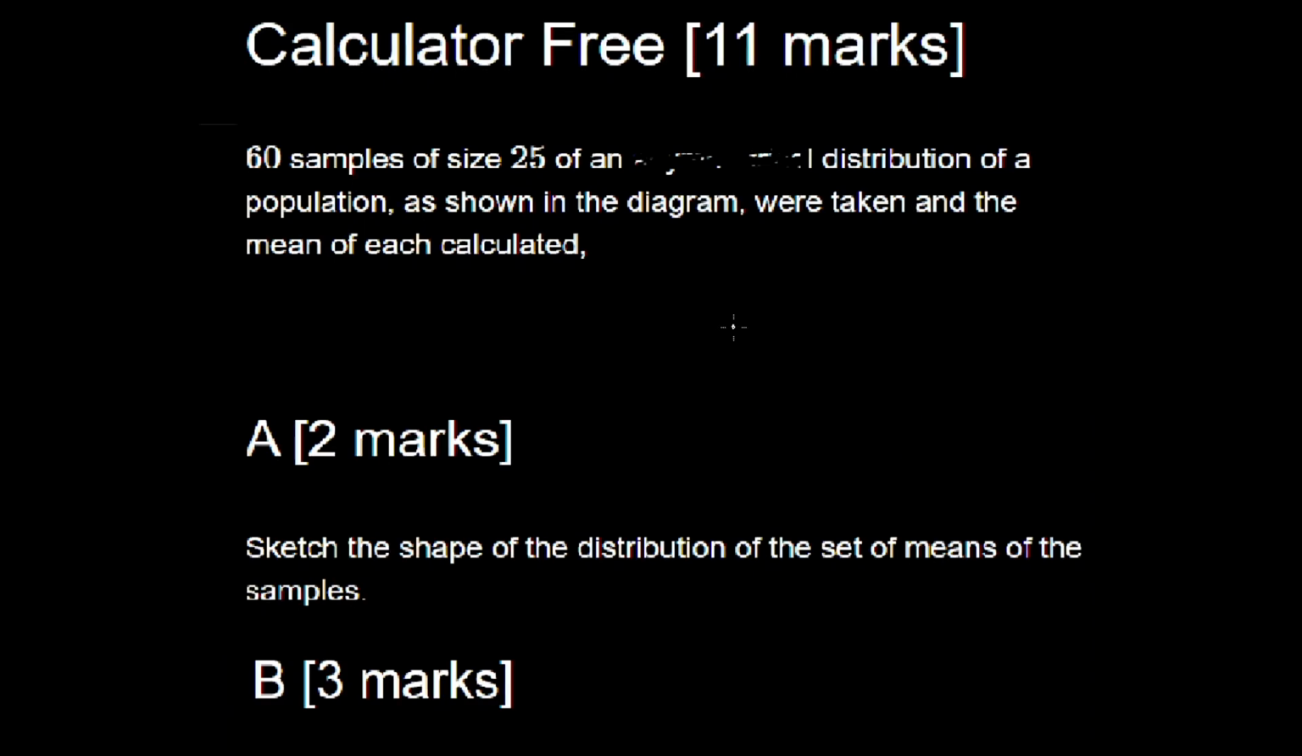We have a couple of questions here, but the first one is asking us if we have 60 samples, and the size of each of them is 25, what does the distribution of the population look like? So what this means is that we're taking a sample of, let's say, 25 of them, and there's 60 samples.